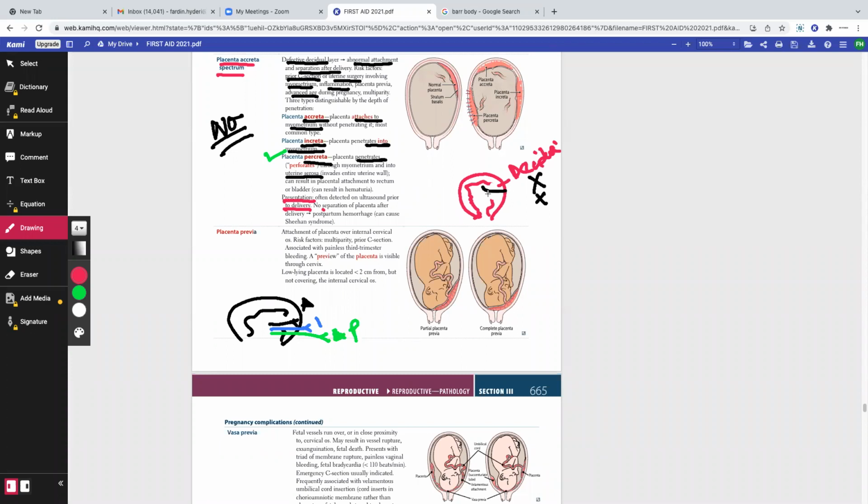So any female who has a home birth, and if they have the delivery of the fetus, but not the delivery of the placenta, should they try to take the placenta out by themselves? The answer is absolutely not. Okay, absolutely not. It's better to have placental retention than to have postpartum hemorrhage.